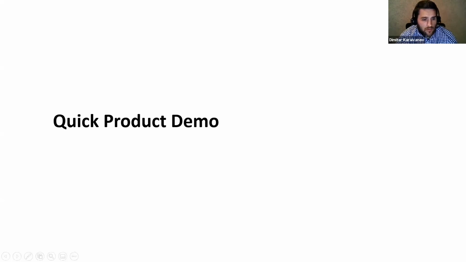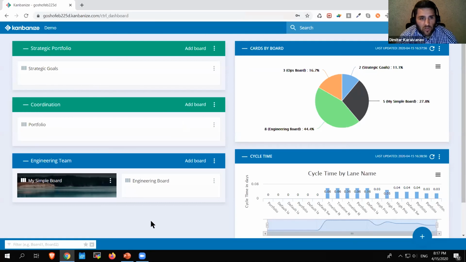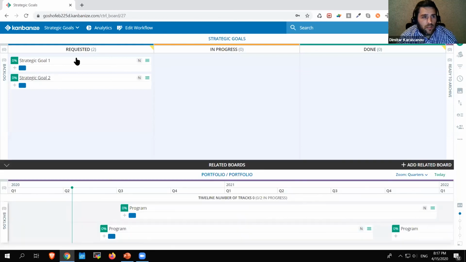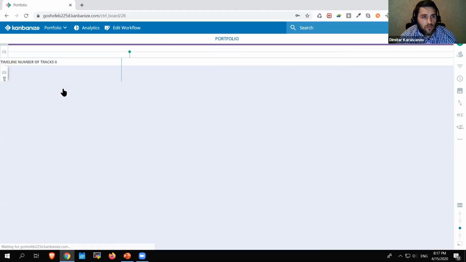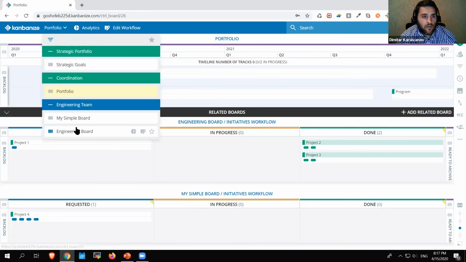I'd like to show you something real quick. I hope you can still see my browser. This is how Kanbanize looks. So I have those boards that I showed you before. I have strategic goals, portfolio, and then two team boards. Let me just show you very quickly. I have strategic goals, two goals, programs, then I switch to the portfolio. I have the programs and then the projects, and then I go to my simple board.